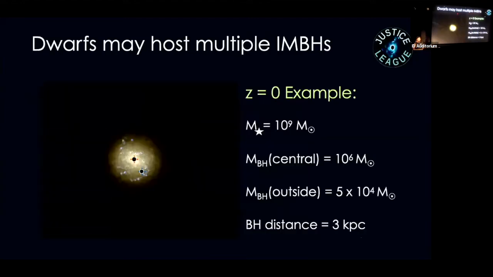Dwarfs can also have multiple black holes. So this is an example of a 10 to the 9 stellar mass galaxy with a central black hole of about 1 million solar masses and a wandering outer one. So you can have more than one in each galaxy, which means they could merge, which I'm going to get to later.